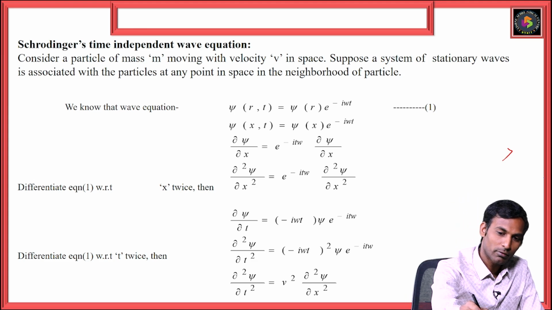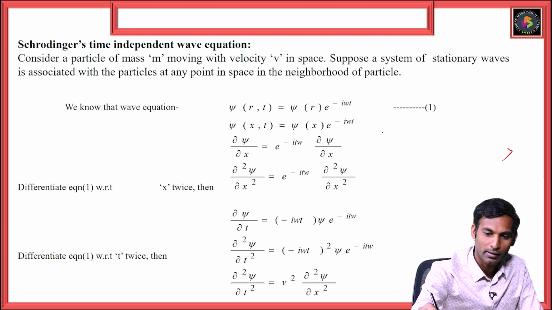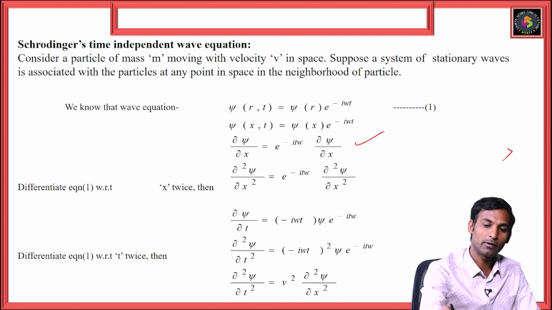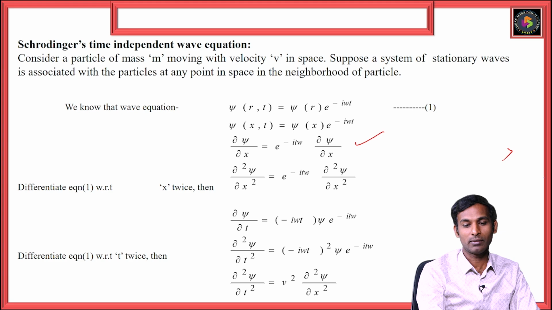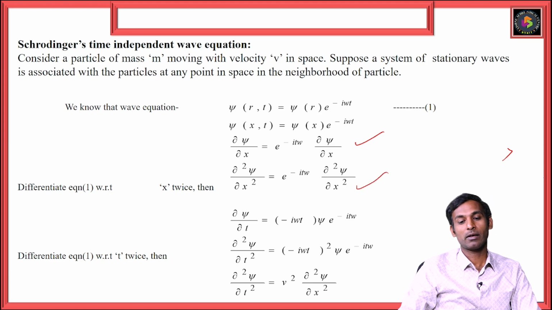So, the particle is moving along the x axis. I am writing here psi of x, t is equal to psi of x exponential power of minus i omega t. If you differentiate equation 1 as dou psi by dou x, we can see the first order dou psi by dou x is equal to exponential of minus i omega t into dou psi by dou x. If you differentiate equation 1 twice with respect to x, you will get dou square psi by dou x square is equal to exponential power of minus i omega t into dou square psi by dou x square.